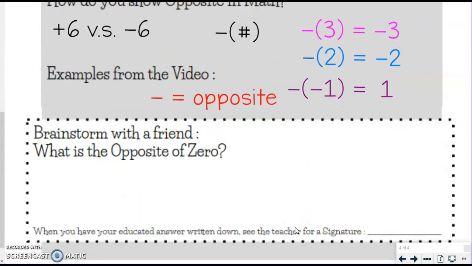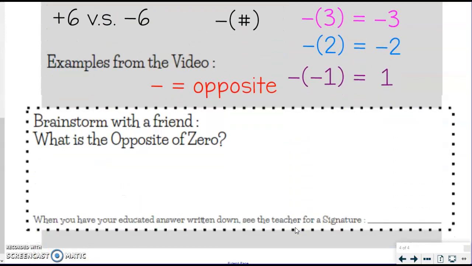So I want you to look at this question. What is the opposite of 0? I want you to brainstorm with a friend. Even if you're not working with a friend right now, that's okay. This is a quick question that no matter where anyone is in the grid, they can help you out. So I want you to pause your video and just real quick chat with your neighbor about what you think the answer could be. What is the opposite of 0? Go ahead and pause your video and give it a go.